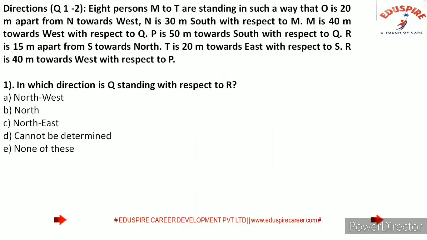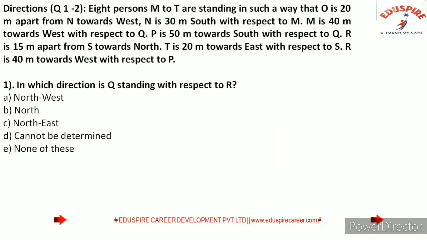P is 50 meter towards south with respect to Q. R is 15 meter apart from S towards north. T is 20 meter towards east with respect to S. R is 40 meter towards west with respect to P. So the question is, in which direction is Q standing with respect to R?